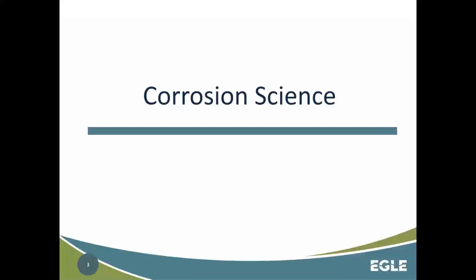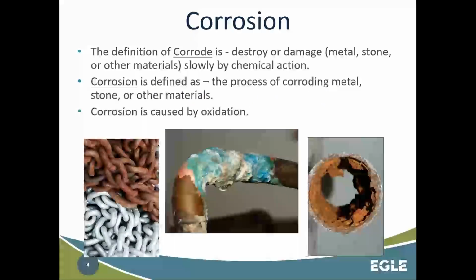As I said, the first thing I wanted to get into is the corrosion science. Essentially, what is corrosion? What is this complex idea that we talk about? Well, you might have a better understanding of it than you realize. Let's start with the definition of corrode. Corrode is basically to destroy or damage metal, stone, or other materials slowly by chemical action. Corrosion is essentially just the process of that corroding. Corrosion itself is caused by oxidation. You might not necessarily understand what oxidation is yet, but we'll touch on that in a moment.